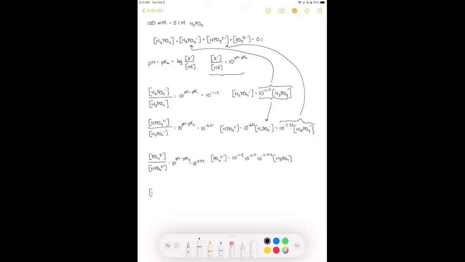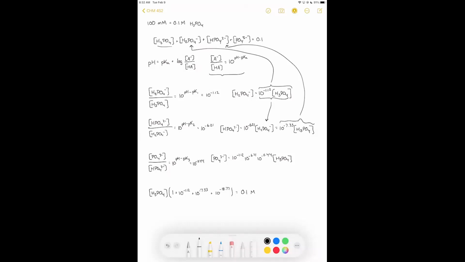All right, and so we can substitute these all in and we get the following. So I'm going to pull out H3PO4 because that's going to appear in every term. And then what do I multiply that by? Well, I have my initial 1 from up here. And then for my second term, I have plus 10 to the minus 1.12. And then for my third term, I'm going to have 10 to the minus 7.33. And my fourth term, I'm going to have 10 to the minus 18.77, from adding 7.33 plus 11.44. And that is all equal to the 0.1 molar that I know all my different components have to add up to.